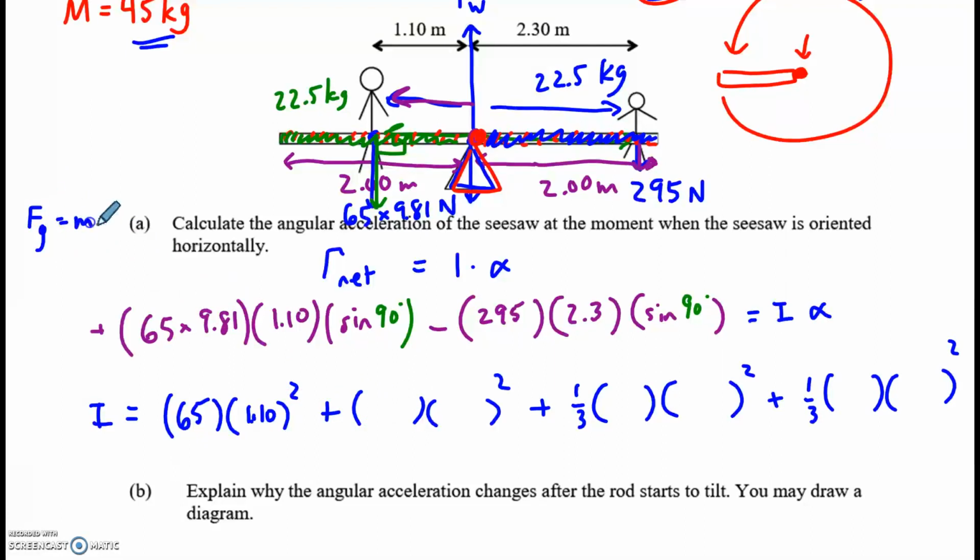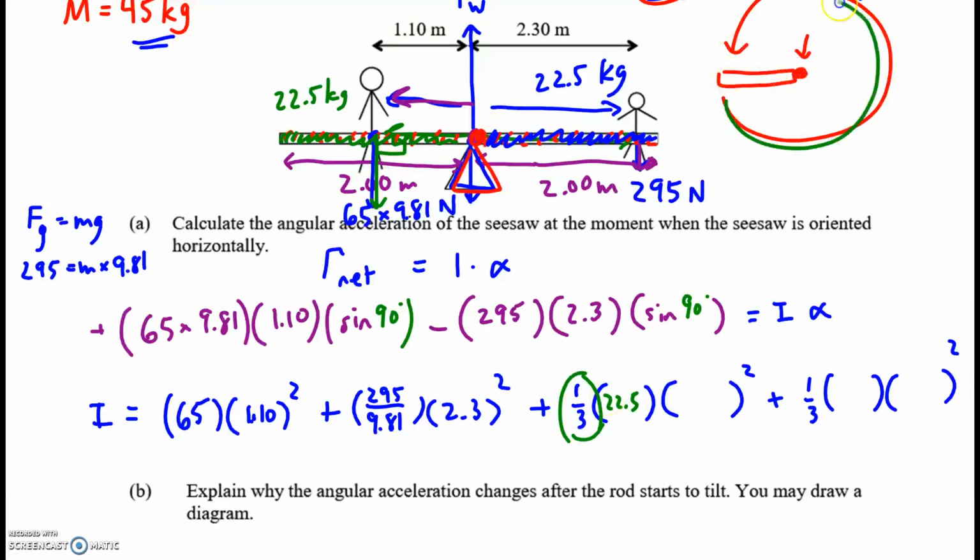We know her weight. Her weight is 295. g is 9.81. So her mass is 295 over 9.81. How far is she from the pivot? 2.3 meters. The first beam is the green one on the left, so let me use green. Its mass is 22.5. I use the 1/3 because that's the formula when the beam is rotating about its end, just like this picture shows. And what's the length L of that left green beam?